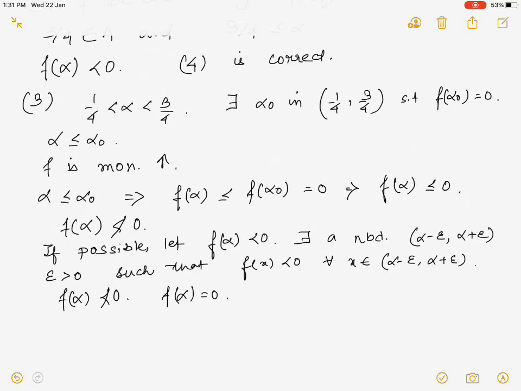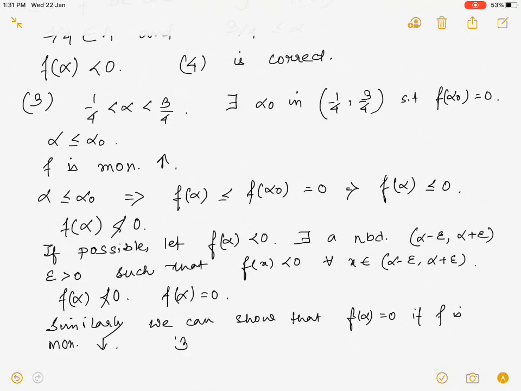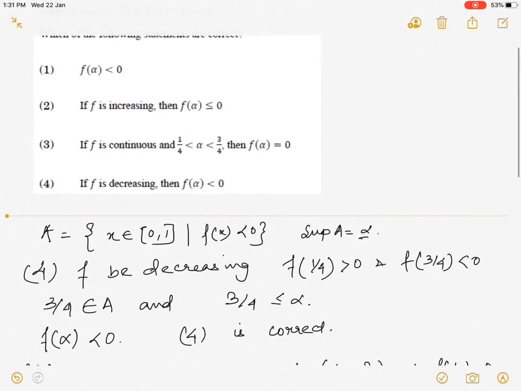Thus option 3 is true if f is monotonically increasing. We can similarly show that f(alpha) is 0, or option 3 is true, if f is monotonically decreasing. Thus option 3 is correct.